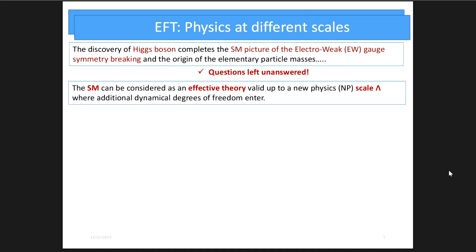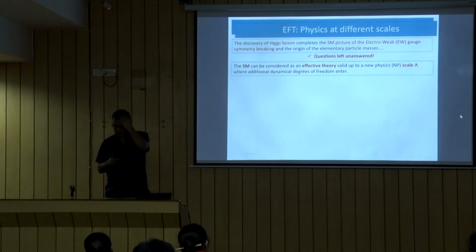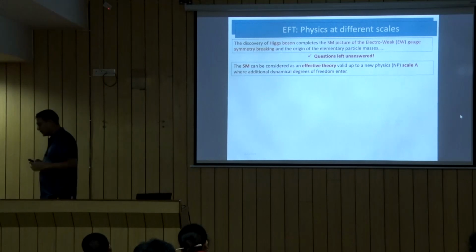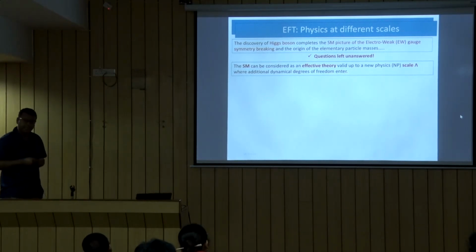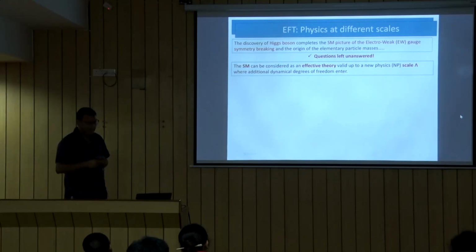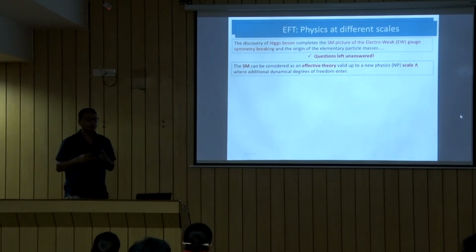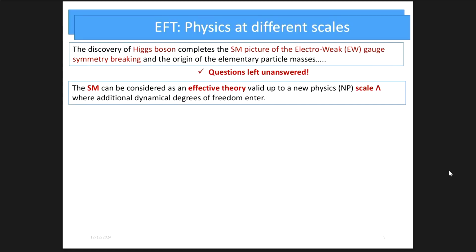Therefore, what you can conclude is that the standard model might be an effective theory, valid up to some scale. Let's say you pick that scale to be lambda, the new physics scale, and beyond that you can add additional degrees of freedom to the system, write down your set of operators again, and do the calculations.